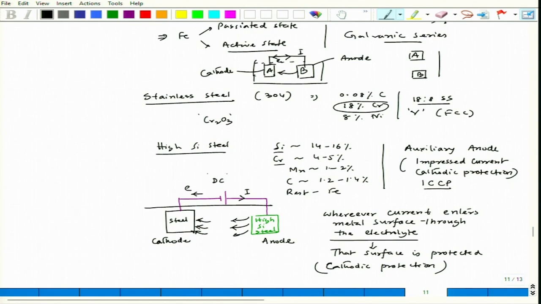If it is AC, then the situation will be different. One time it will be cathode, one time it will be anode, and there would be a possibility of dissolution when it is anode. So that's why it has to be connected to a DC power source all the time.